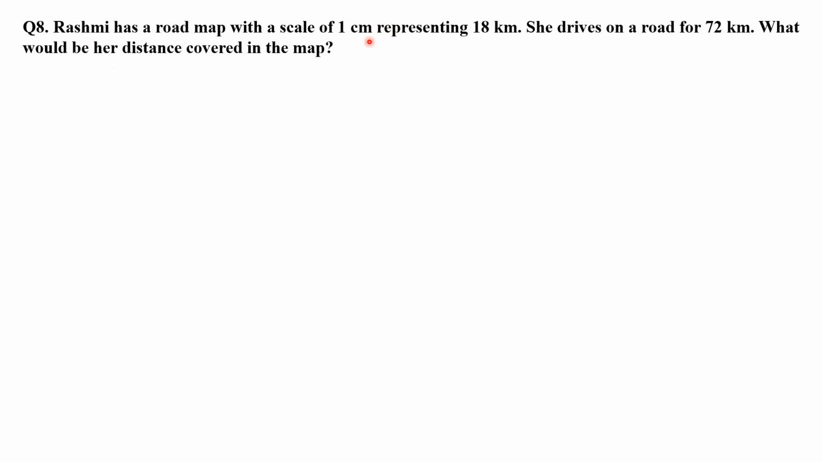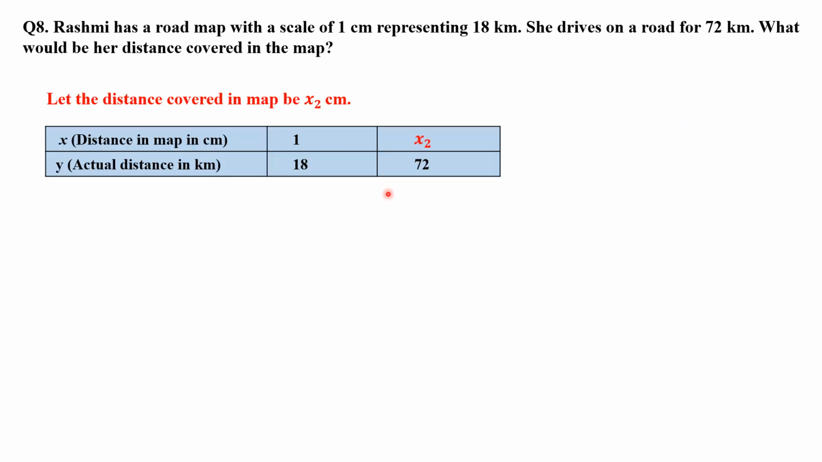So here it is given that the scale of 1 centimeter which is on map represents 18 kilometer actually on the ground, and she drives on a road for 72 kilometer. So what would be her distance covered in the map when her actual distance on the road was 72 kilometer? So I'm going to assume let the distance covered in map be x2 centimeter. Okay. So when distance in map is 1 centimeter, we can see actual distance is 18.